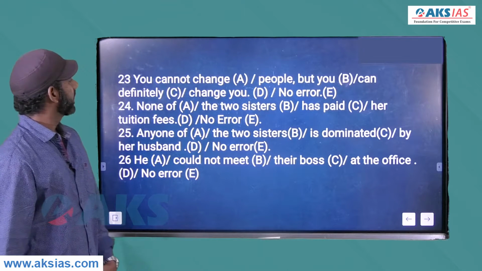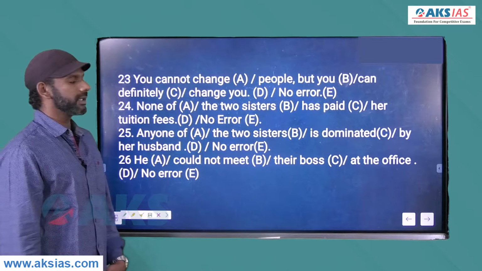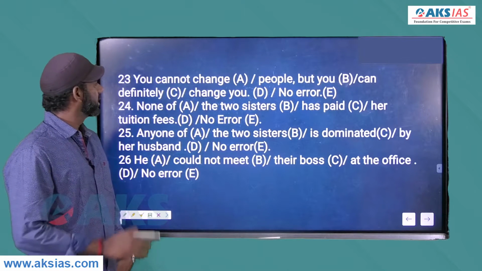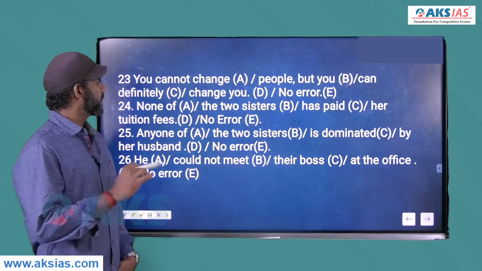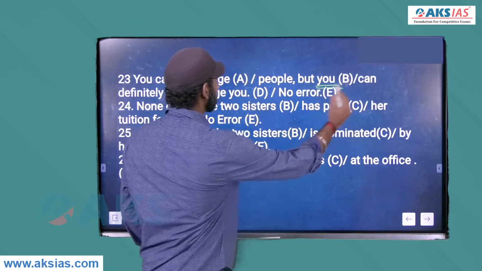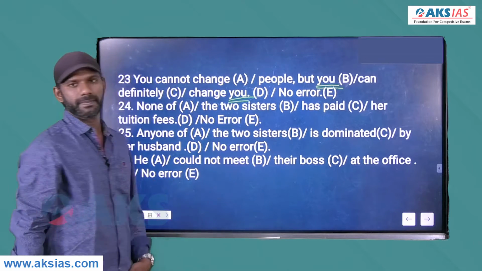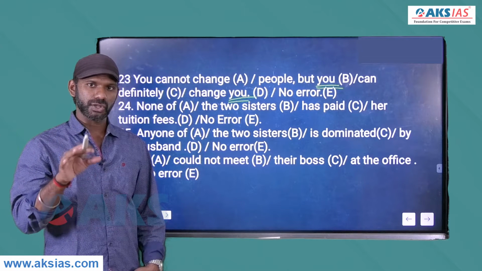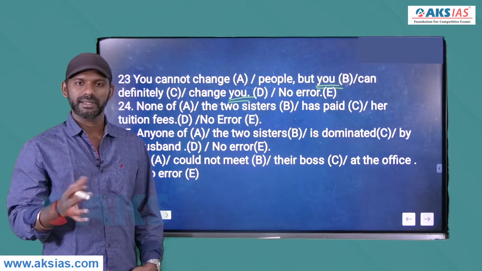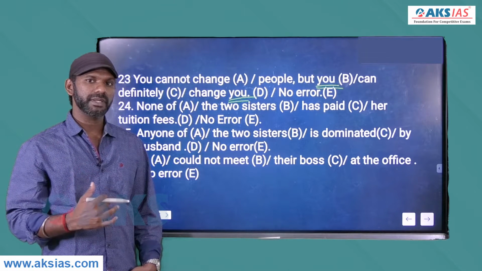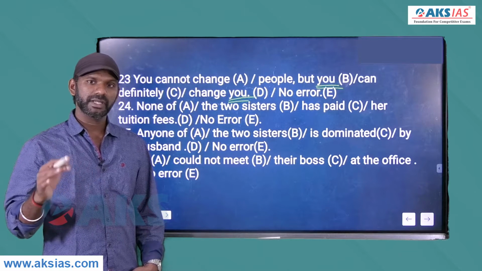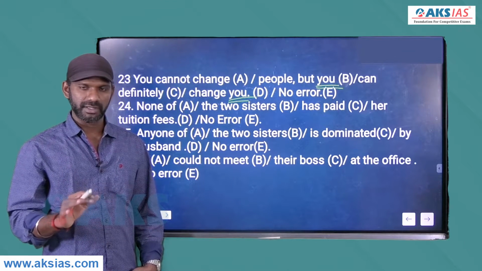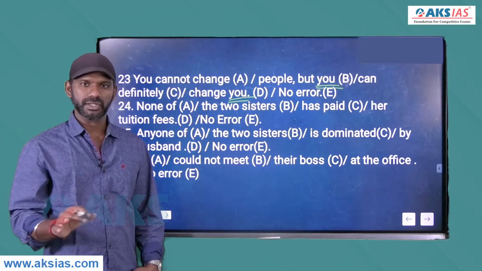Come on, next. You cannot change people, but you can definitely change you, right? You cannot change people, but you can definitely change you. If I say, you can definitely change you, that's a wrong usage. I can definitely change me is wrong. She can definitely change her is wrong. We can definitely change us is wrong. They can definitely change them is wrong.